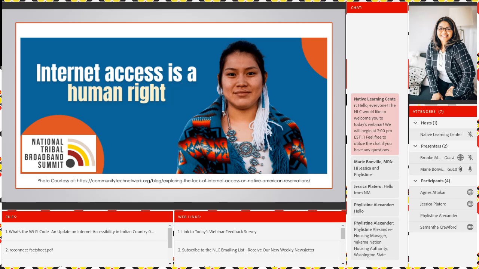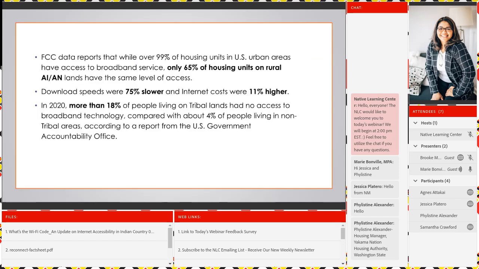So I thought that this graphic was important to place when you look at the numbers. Just to give us all a little bit of background on it, the FCC data reports that while over 99% of housing units in U.S. urban areas have access to broadband, only 65% of housing units on tribal lands have the same level of access. Download speeds are 75% lower, internet costs 11% higher. Right? So in 2020, more than 18% of people living on tribal lands had no access to broadband technology.